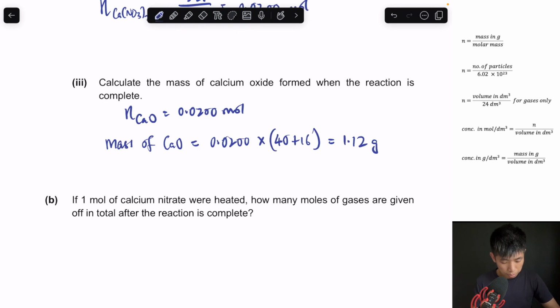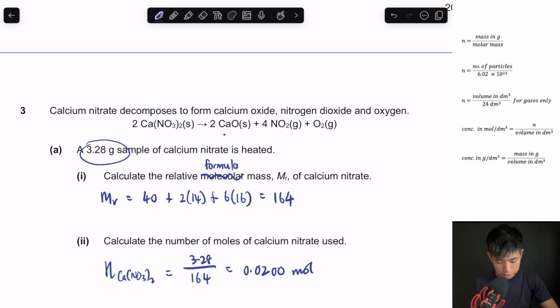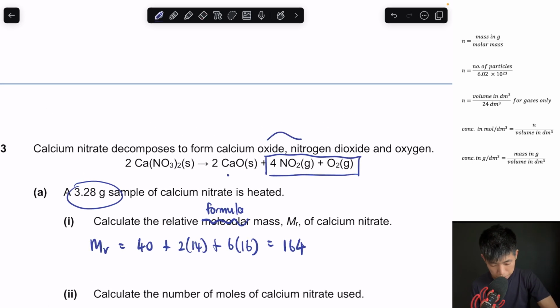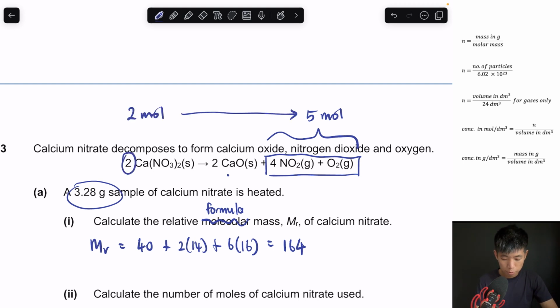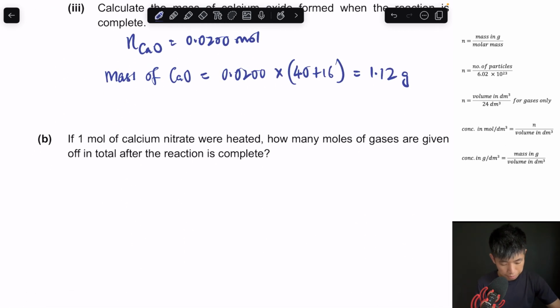Okay, part B. If 1 mole of calcium nitrate were heated, how many moles of gases are given off? Going back to the equation, where are our gases? These are our gases. How many moles of gases do we have in total? 4 plus 1, right? 5 mole. So in other words, 2 mole of calcium nitrate give 5 moles of gases. Question asks, 1 mole of calcium nitrate gives how many mole? So very easy. The answer is divide by 2, 2.5.